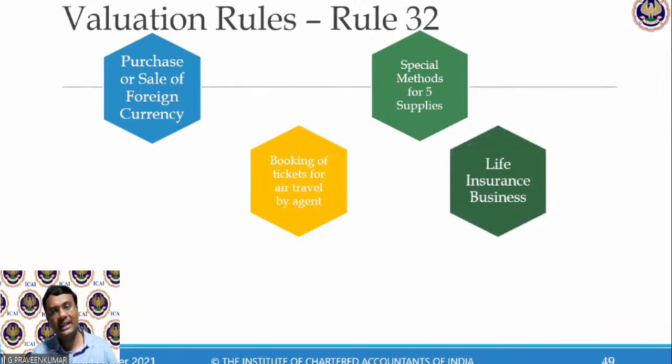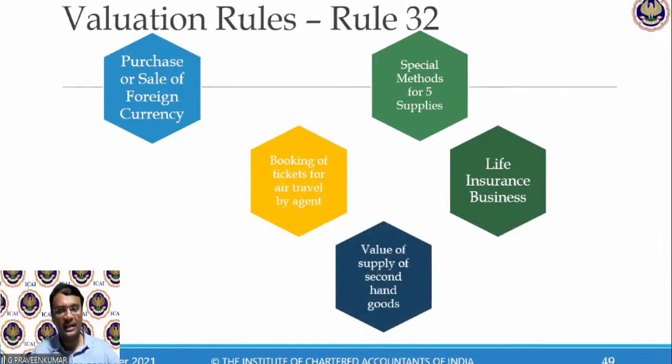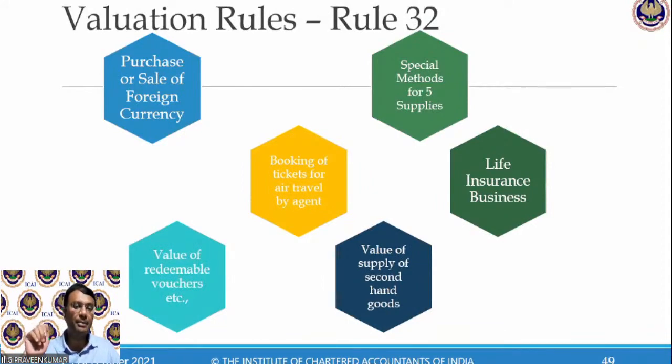Third, life insurance business: in case of an individual life, how do we determine the value of supply? Fourth, value of second-hand goods. There are these dealers, like a pawn broker, for example Maruti True Value. I hope you would have seen this Maruti dealer called MTV. What does this MTV do? They buy your old car and pay money for it. In turn, that car will be sold to another customer, like Cars24. They buy your old car, do some refurbishment, put up an advertisement and sell that car. So in case of supply of second-hand goods, how do I determine the value? The last is redeemable vouchers. These five transactions are explained in my Rule 32.